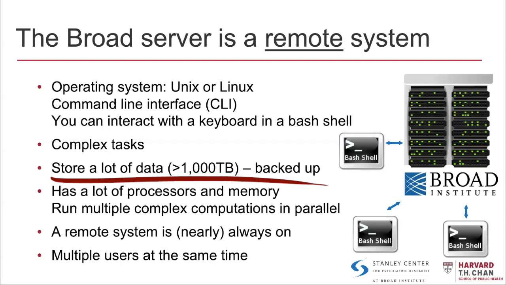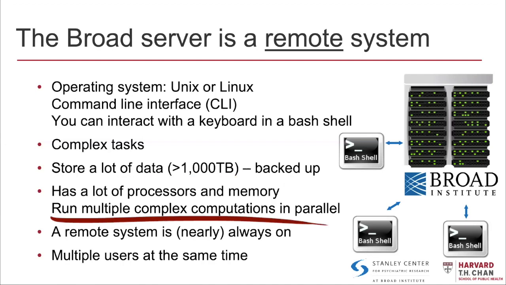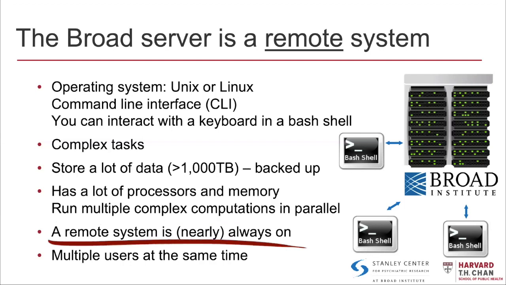So it means if by mistake you remove a file, you will have backup files stored from the previous weeks. It has a lot of processors and memory, meaning that you can run multiple complex computations in parallel. This remote system is nearly always on, which means that you can start a complex computation one evening, have it running for days, and get the results many days later.